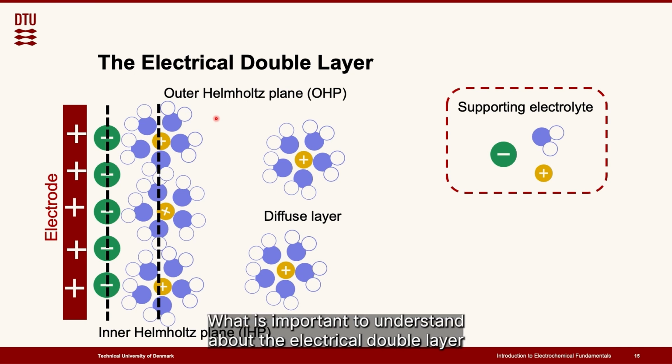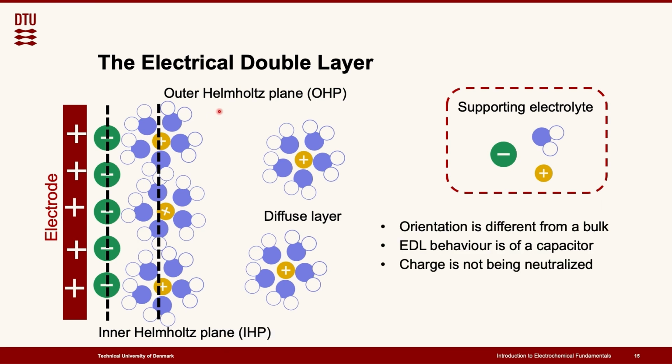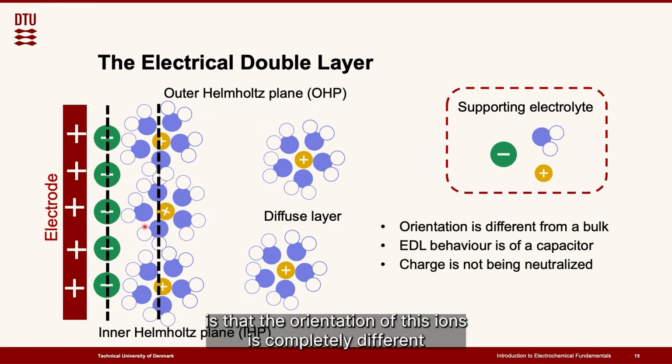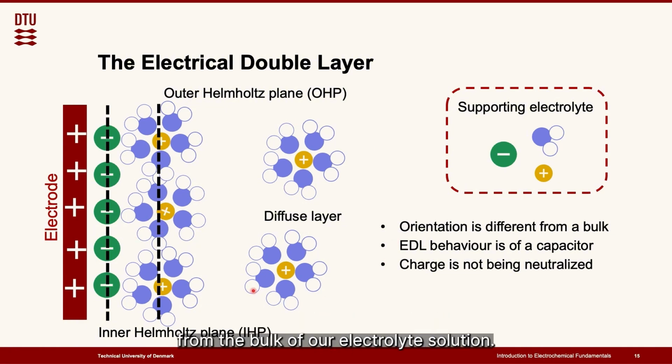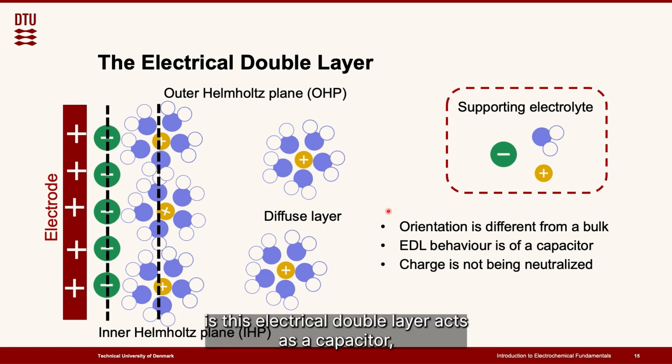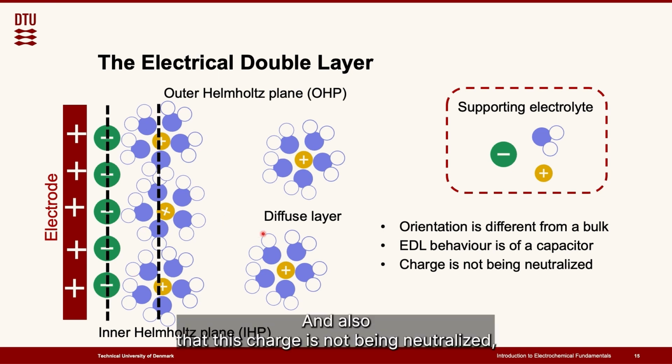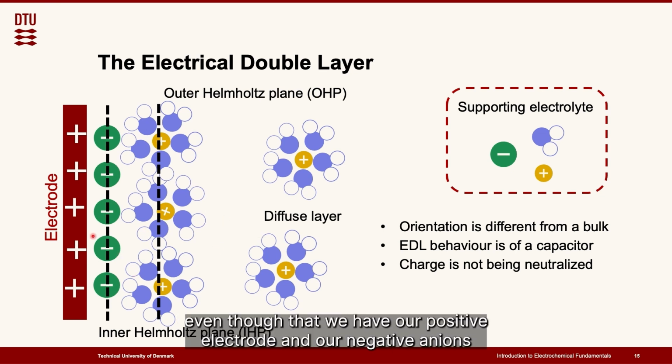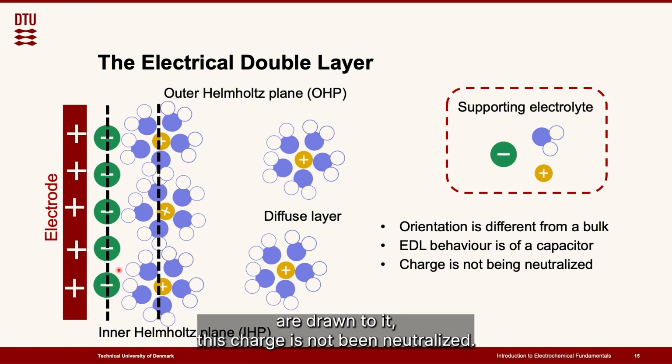What is important to understand about the electrical double layer is that the orientation of these ions is completely different from the bulk of our electrolyte solution. Another important thing to understand is that this electrical double layer acts as a capacitor, hence it is storing charge in between these planes. And also, this charge is not being neutralized, even though we have our positive electrode and our negative anions drawn to it.